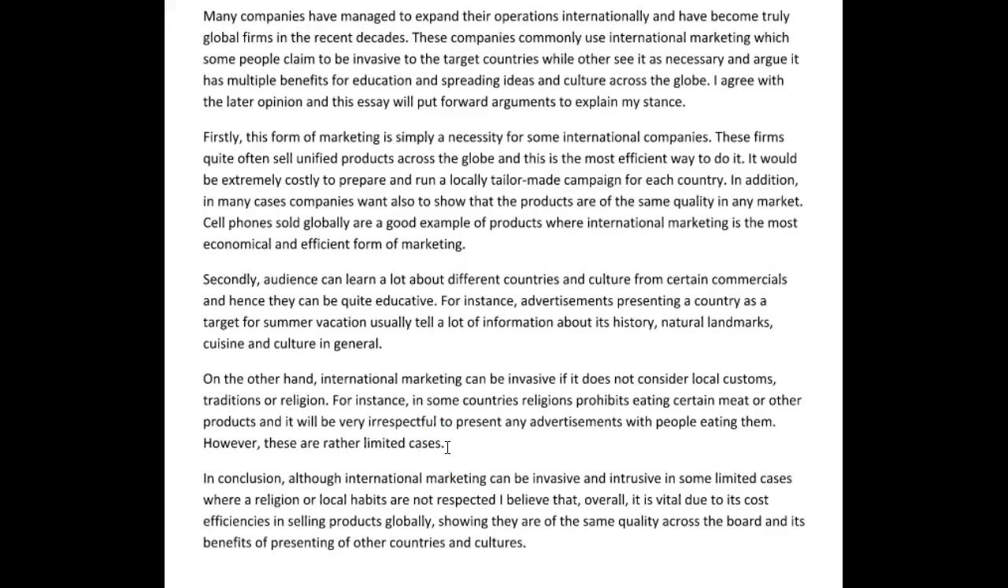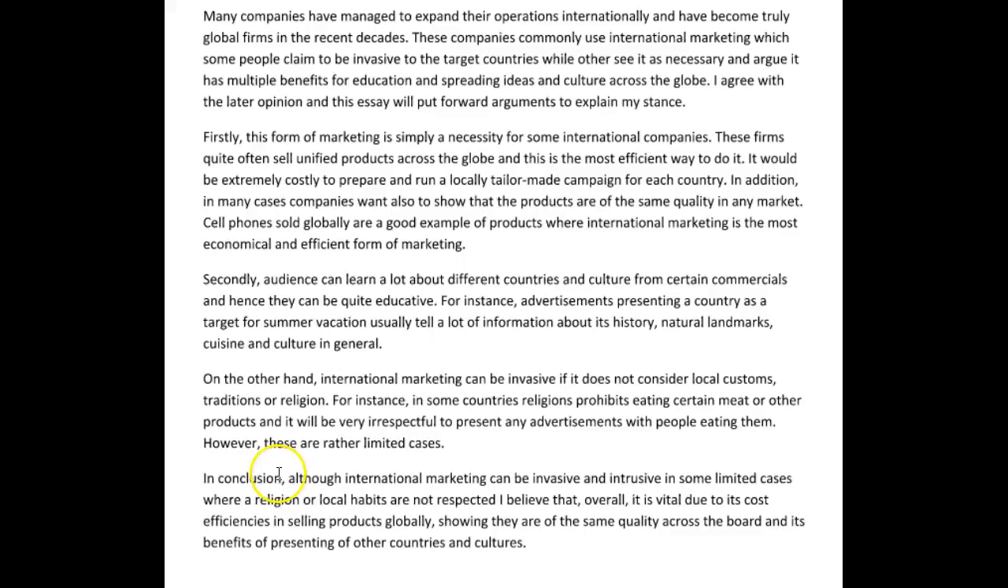furthermore, if managed correctly, international marketing can bring many benefits to culture. Yes, international marketing can bring many benefits to culture, education, and such.